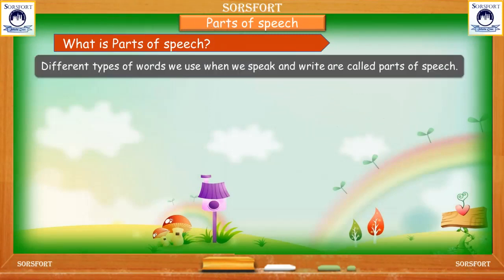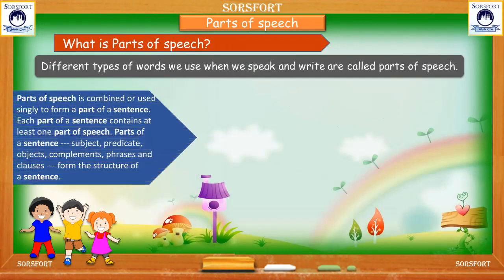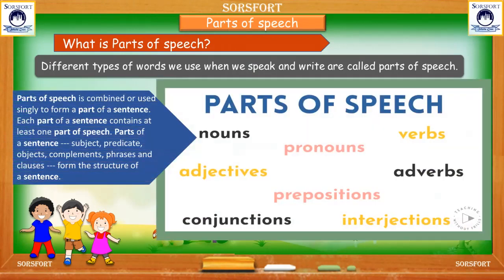Different types of words we use when we speak and write are called parts of speech. Parts of speech are combined or used singly to form a part of a sentence. Each part of a sentence contains at least one part of speech. Parts of a sentence are subject, predicate, objects, complements, phrases, and clauses, which form the structure of a sentence. So here you can see types of parts of speech. There are 8 types of parts of speech: noun, pronouns, verbs, adjectives, adverbs, prepositions, conjunctions, and interjections.